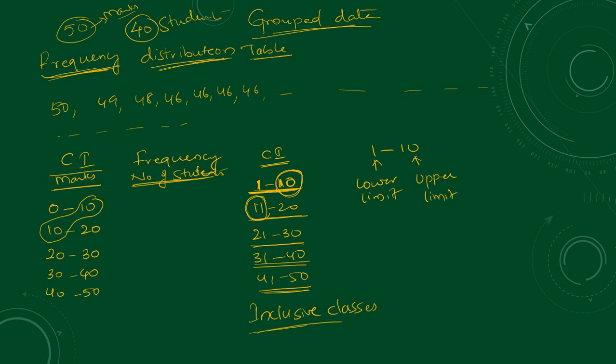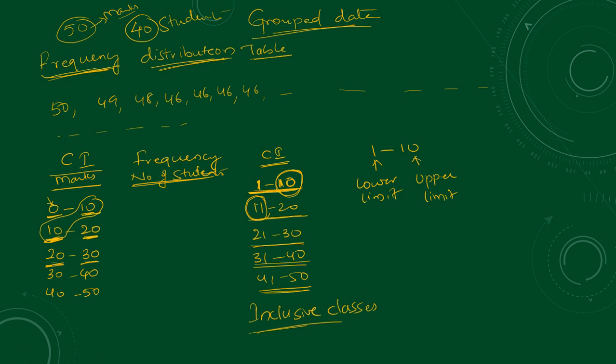Next, in this particular situation we have 0 to 10, 10 to 20, 20 to 30, 30 to 40, 40 to 50. Here 0 is the lower limit and 10 is the upper limit. For the next interval, 10 is the lower limit and 20 is the upper limit. For this interval, 20 is the lower limit and 30 is the upper limit. Likewise we can consider all the class intervals.